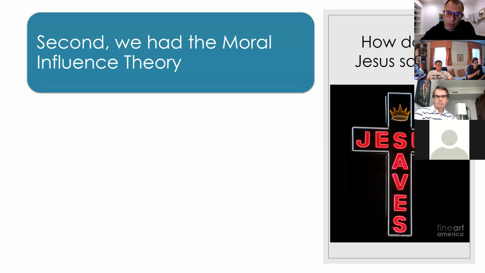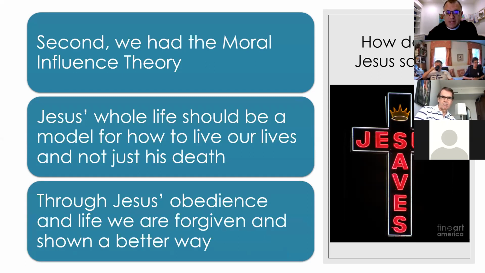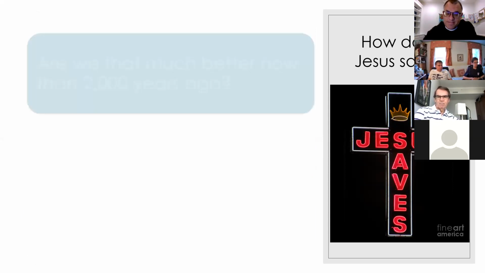Second, we're in moral influence theory. This was Abelard critiquing the previous substitutionary atonement theory. This was much more the idea that Jesus' whole life, not just the crucifixion, not just his death, but his whole life should be a model for how to live our lives, and not his death. We shouldn't just focus on Good Friday and Easter. We should focus on everything that he did as an example. And so through Jesus' obedience and life, we are forgiven and shown a better way. Throughout his life, he showed what it is to be a better person, and so we too can be better people because of what Jesus did and showed us how to be better.